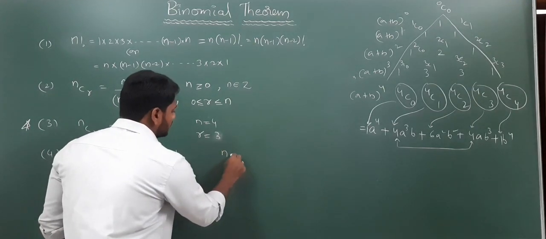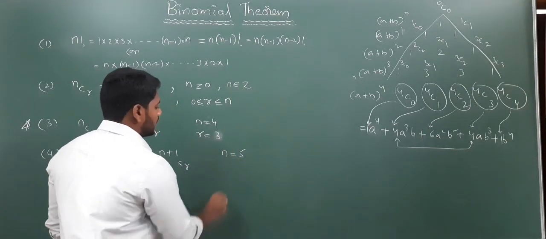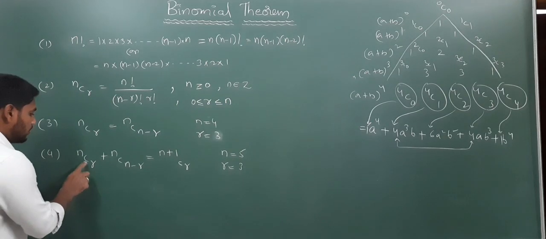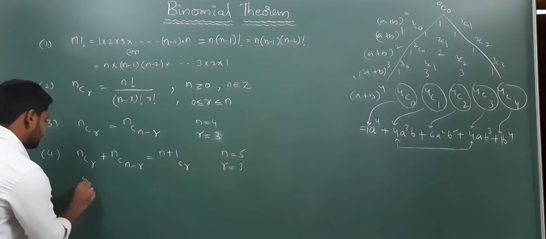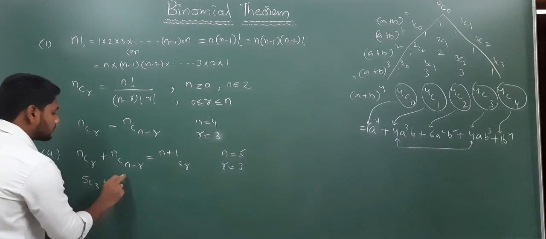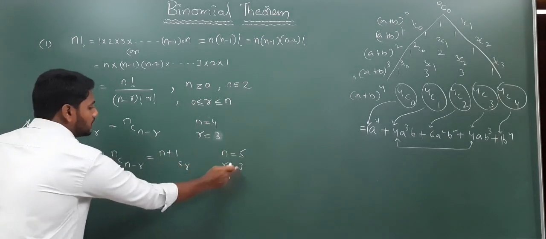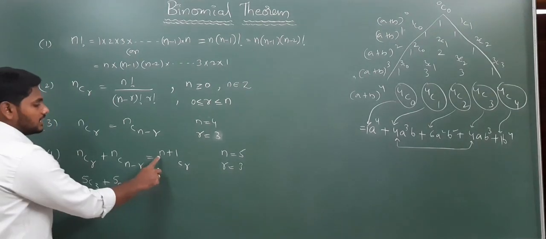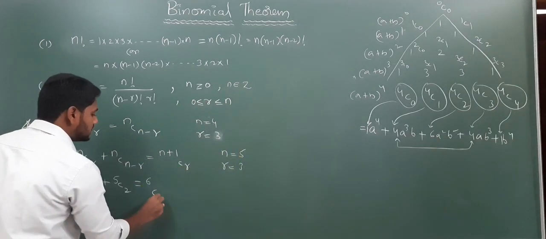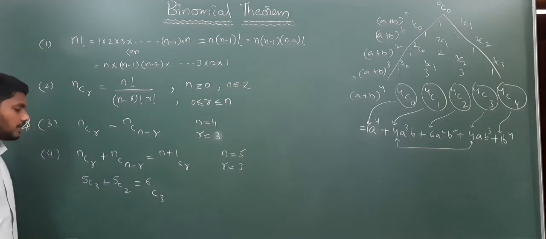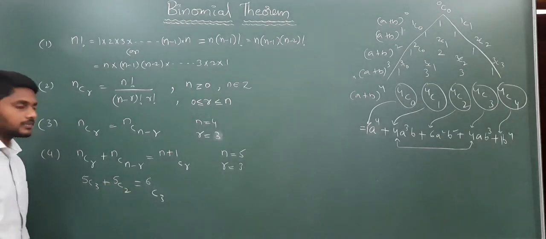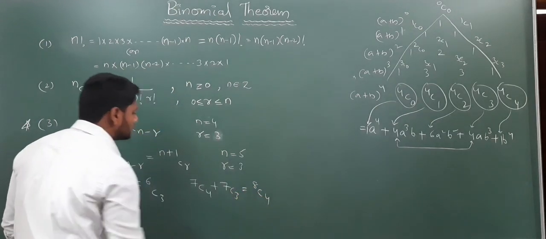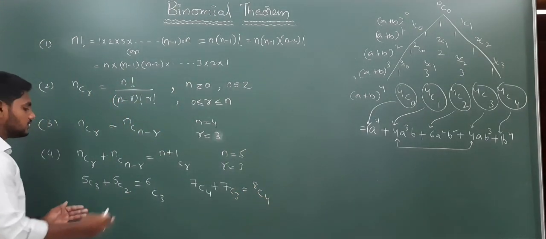So let us take n as 5 and r as 3. According to this formula, 5Cr is nothing but 5C3, plus 5C(n minus r), 5 minus 3, 5C2. So 5C3 plus 5C2 is equal to (n plus 1)Cr, so 5 plus 1, 6Cr. What is r? 3. So 5C3 plus 5C2 is equal to 6C3. Like that, 7C4 plus 7C3 is equal to 8C4.